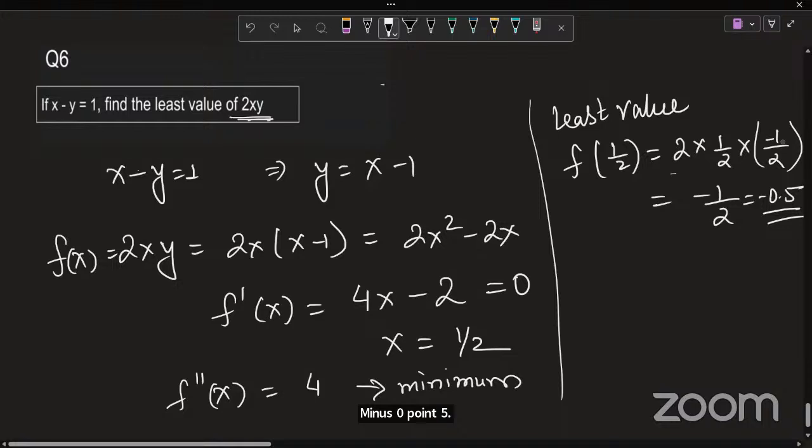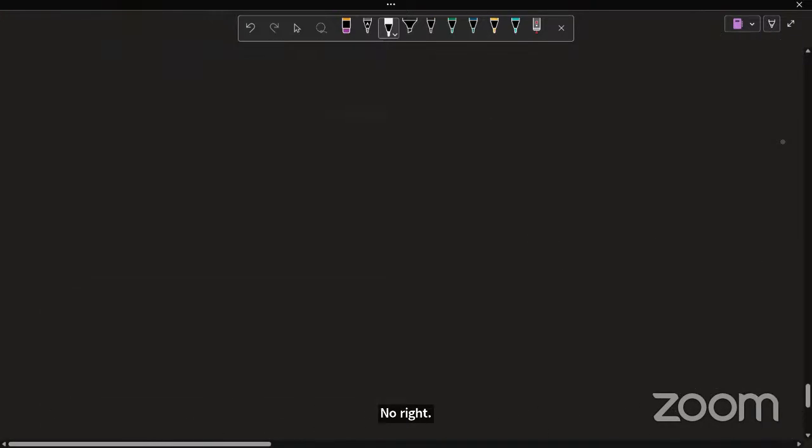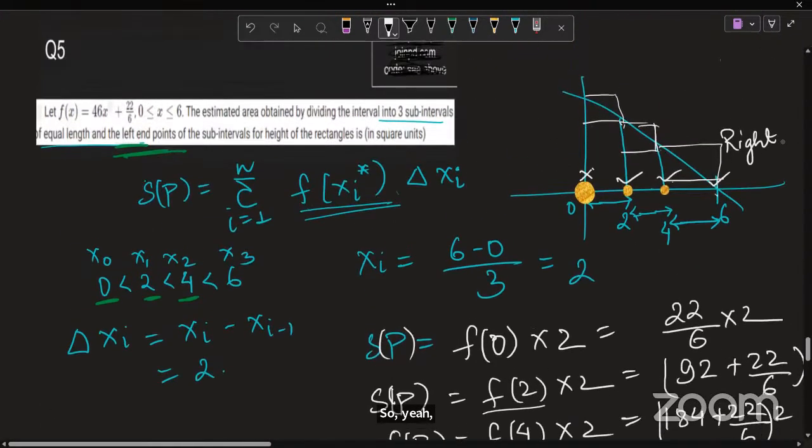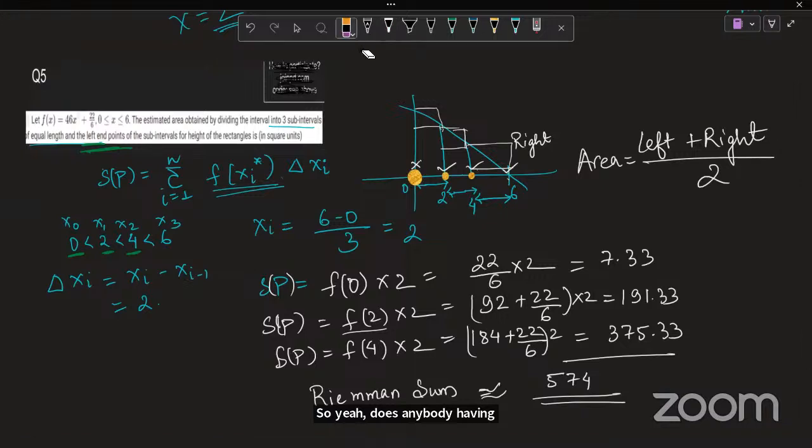Any doubt in this? Anybody having doubt? No, sir. Okay, so now you can ask your doubt. Does anybody have a doubt in this? Left Riemann sum and right Riemann sum? Yes, sir. So what is the left Riemann sum?